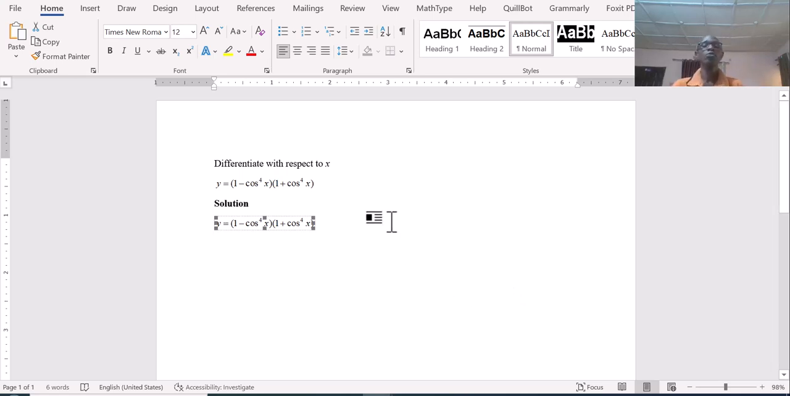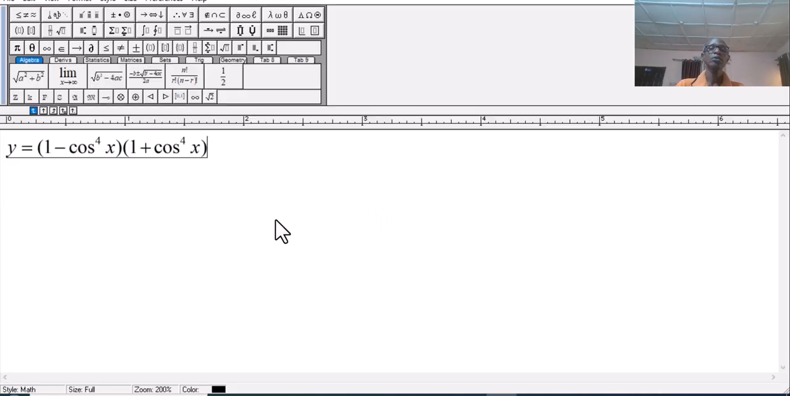Please, here is another question on differentiation. It says differentiate with respect to x: (1 minus cos x) to the power of 4, in bracket, times (1 plus cos x) to the power of 4. So we are asked to solve this problem. Let's go about solving. Let's get started. So now we have this.